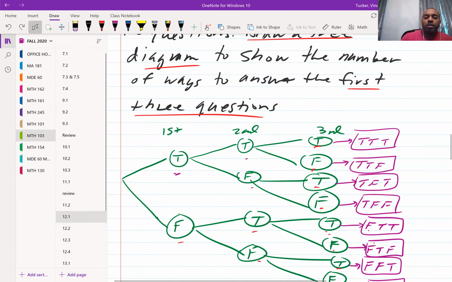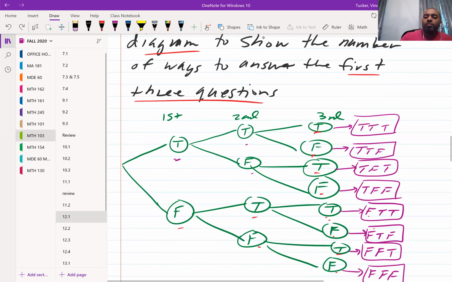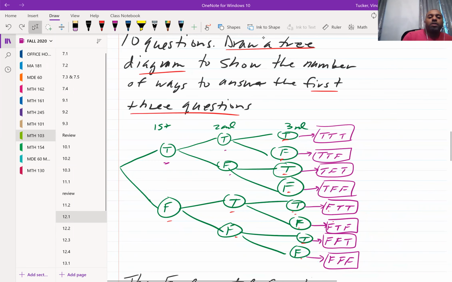So here's my tree. So your first question, if you decide to answer true first, then you have the choice of going true or false. Then from each one of those questions, you can go true or false, right? Then the same thing happens down here. If you decide to answer false first, then from the false, you would do true or false. And then from each one of those responses, true or false.